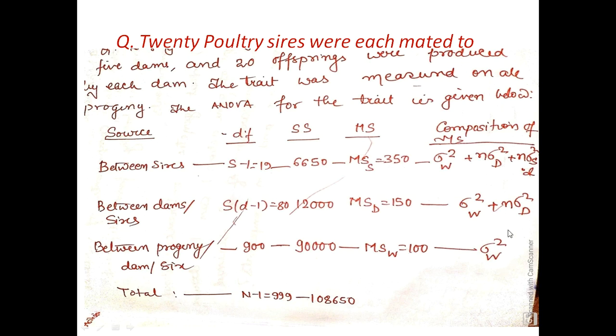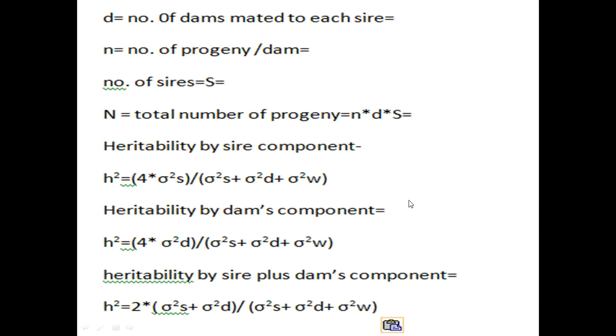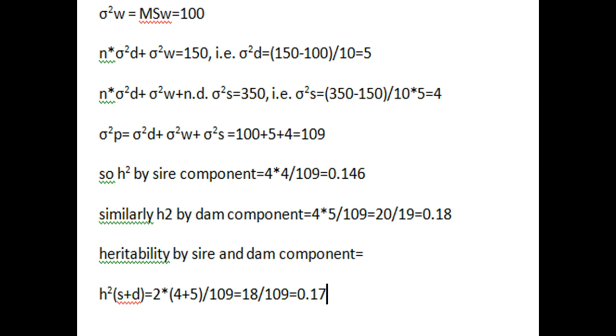First equation is sigma square W is equal to 100. Second equation, sigma square W plus n sigma square D is equal to 150. And third equation, sigma square W plus n sigma square D plus n into D into sigma square S is equal to 350. So you solve the 3 equations to get sigma square W is equal to 100. It is already given. Sigma square W plus n into sigma square D is equal to 150, from the ANOVA second table, you can see. So sigma square D will automatically be equal to, by solving, 5.